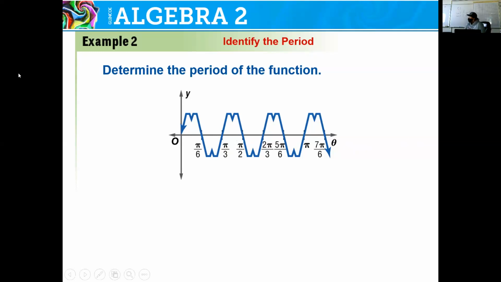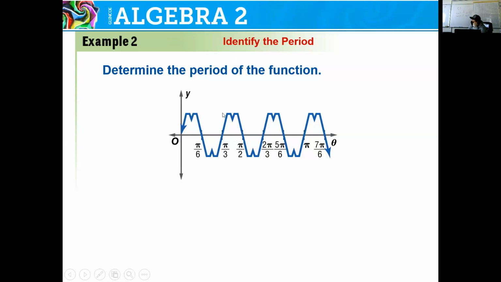In this case, we don't want to use x-intercepts, because you can see we intersect at pi over 6, pi over 3, pi halves, 2 pi over 3, 5 pi over 6, pi, 7 pi over 6. As soon as we hit pi over 3 here, you can see how we're positive on the y-axis, and we drop to the negative side, and then we come back positive. That is a full cycle. The period of the function is how long it takes to complete a full cycle.